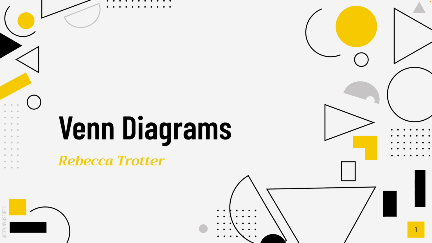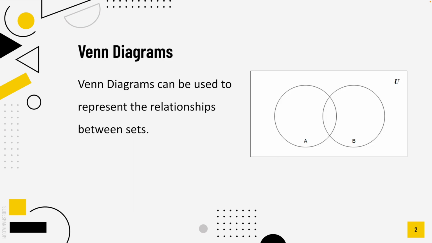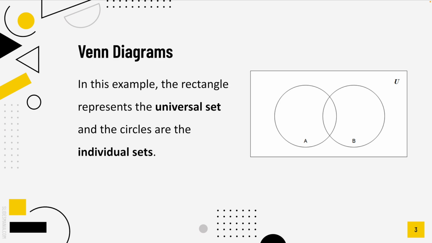Hello everybody, in this video we are going to be talking about Venn diagrams with sets. Venn diagrams can be used to represent the relationship between sets. If you look at this example here, the rectangle would be the universal set, so everything that is involved in all of the sets. The inner circles here are the sets themselves. This is everything for set A, this is everything for set B. Where they cross is things that are in both set A and B.